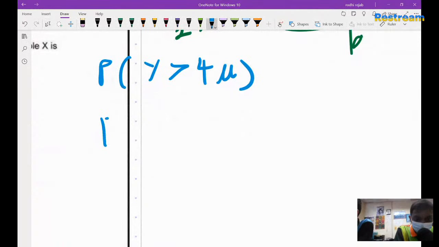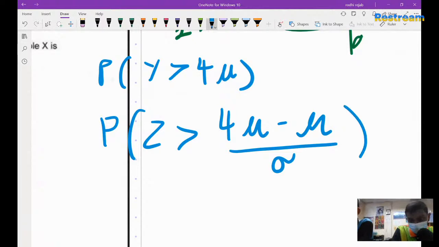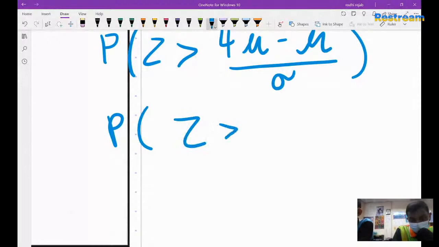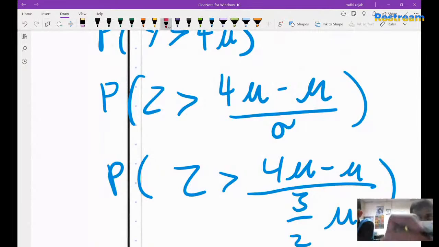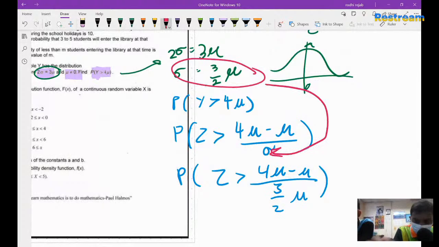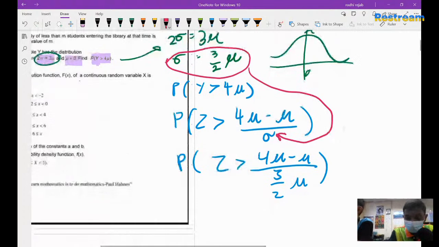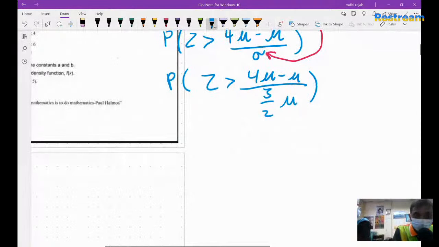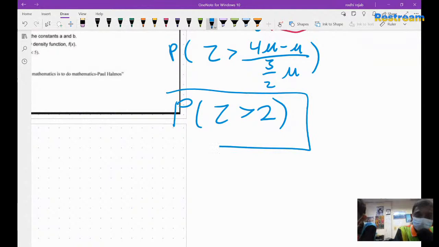So we should change this to a z expression: Z more than 4 mu minus mu, which is our mean, over the standard deviation. This can also be rewritten as P(Z > (4 mu minus mu) over (3 over 2 mu)), because we are taking this expression and substituting it into this sigma. If we simplify, this would be P(Z > 2). So we got the Z expression for this.